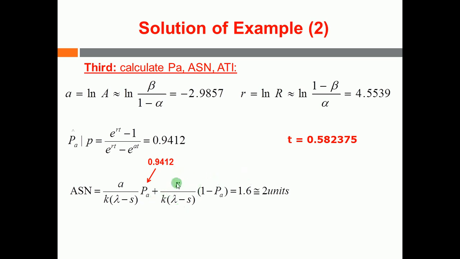And here I'm using the probability of acceptance I have calculated above, and I get 1.6, which we can say is approximately 2 units. So on average you are going to sample 2 units. The average total inspection would be this formula and it would end up approximately 119, which means that I shall inspect about 119 units on average.